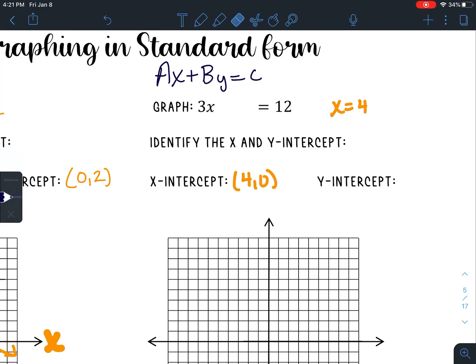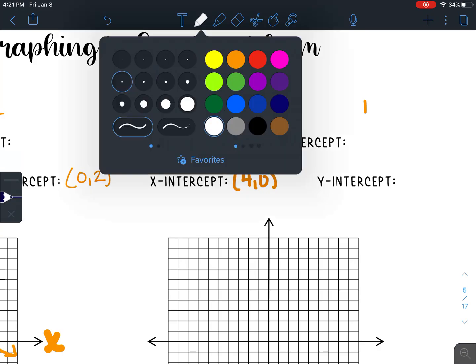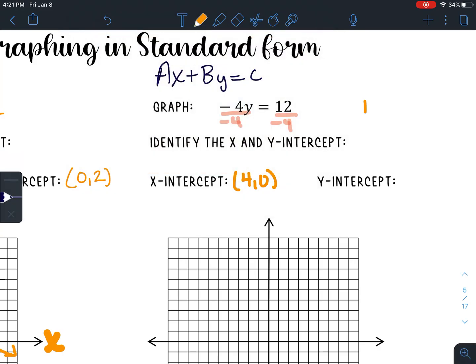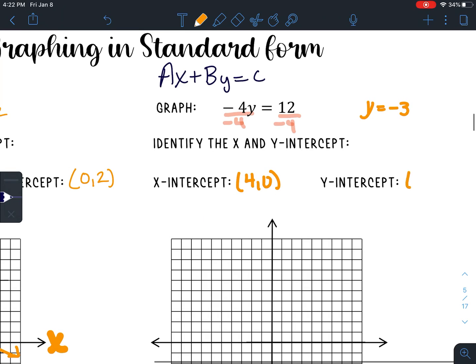Now I'm going to do the same thing with my y. So now I'm going to cover up my x. I'm going to divide both sides by -4. Oh, got the highlighter there, that's all right. So my y equals -3. So I'm going to put 0, comma, -3 right there.